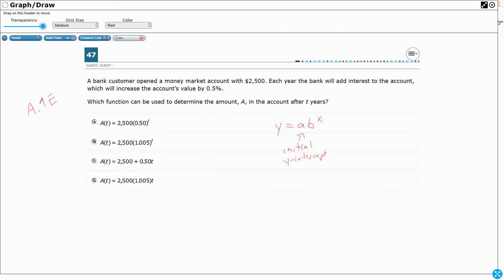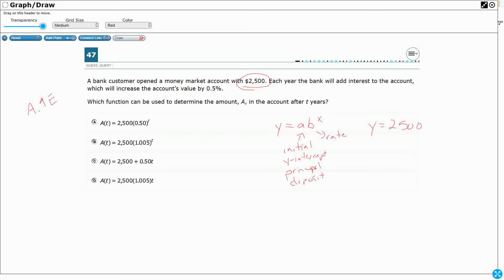So the bank customer opened a money market account with, here we go. That's how much money we started with. Our principal, sometimes it's a deposit. There's a lot of different things this could be, but what are we starting with? We're starting with 2,500 bucks.